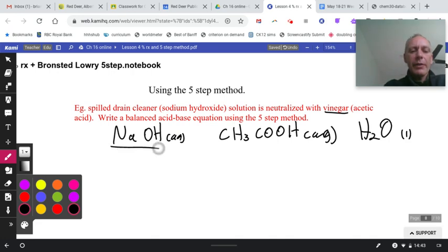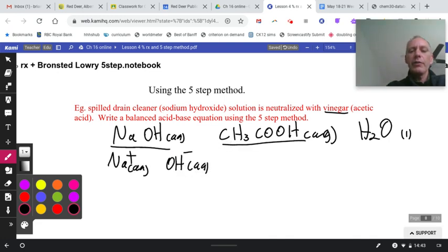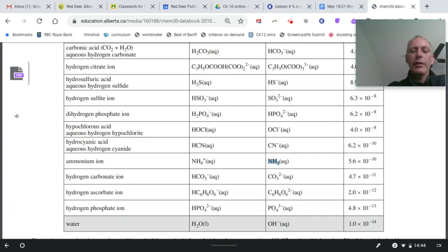This is an ionic compound, so we'll break it apart. Na plus, OH minus. This is molecular, so it stays together. And then water is a molecule, it stays together. Classify them. Na plus is nothing. This one's a strong base. This one's a weak acid. So I can find these on the table. I can look them up on here.